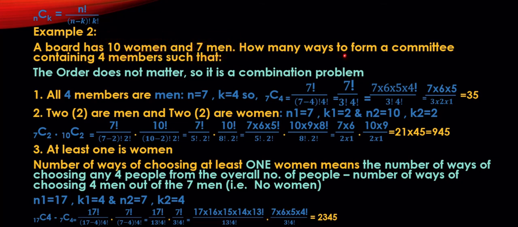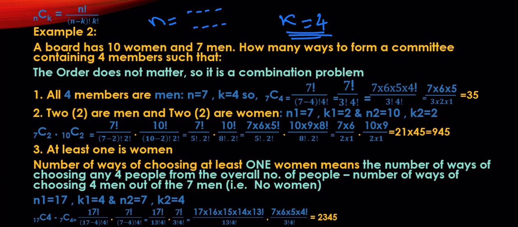How many ways to form a committee containing 4 members? If I'm talking about members, n is 17. But in this problem, he will specify who the members are. So the total number of the members will be 4. 4 is our k, so k equals 4. But n is the thing which I have to identify. It is not clear to me which n. It could be 17, it could be 10, it could be 7. It depends on the total number of members, or men, or women. Okay?